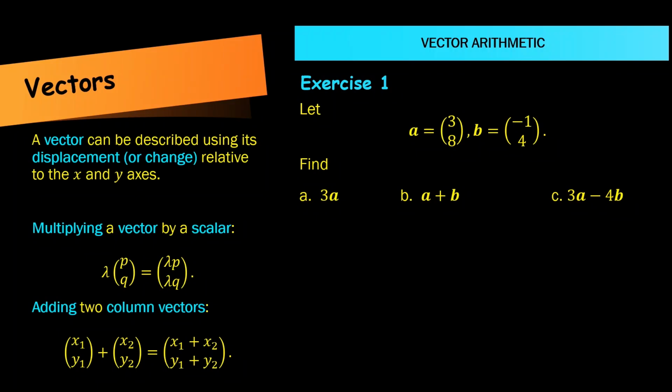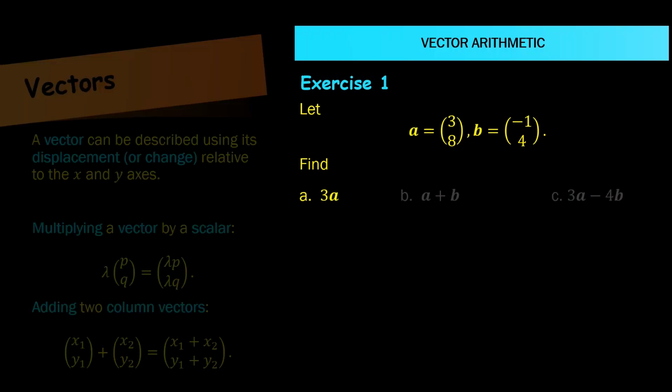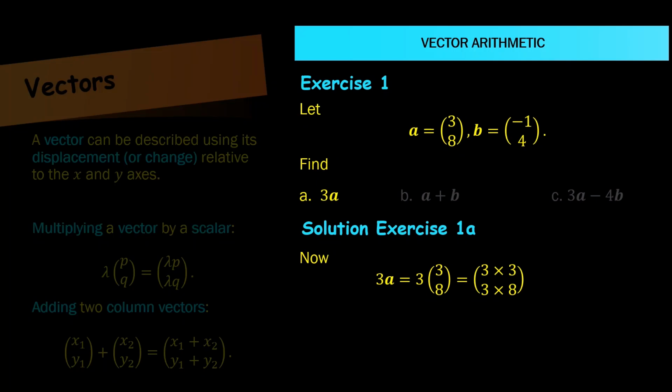So here's the first exercise. So let's solve part A first. We are required to find 3a. So 3a equals 3 times (3, 8). We multiply the x and the y components by 3. So 3 times 3 and 3 times 8 to give (9, 24).